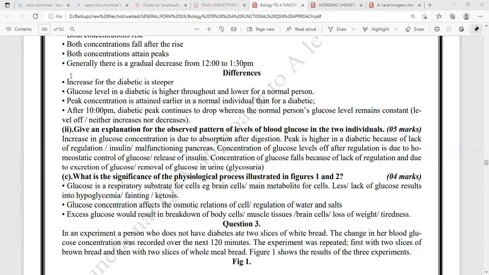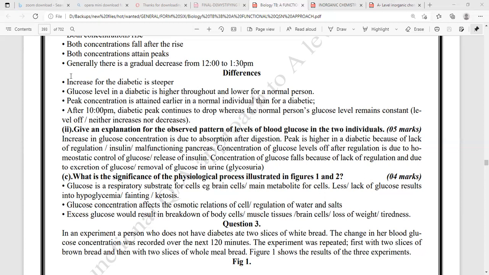So what is happening? Remember, in these two individuals, one has no homeostatic control of glucose. That is the diabetic individual. The glucose that increased later falls in this person because it is excreted in urine. That is a condition known as glycosuria. We have glucose moving out of this individual through excretion in urine.